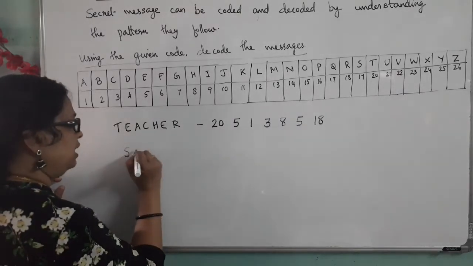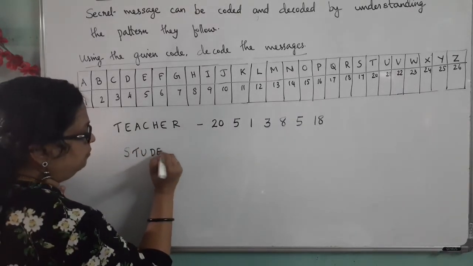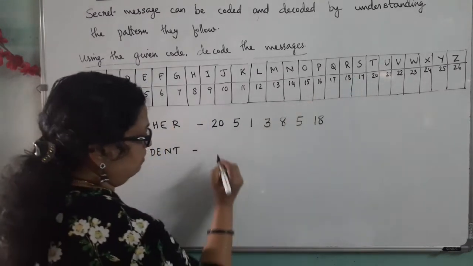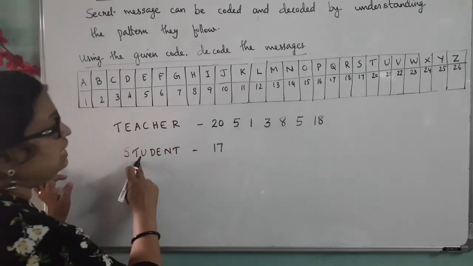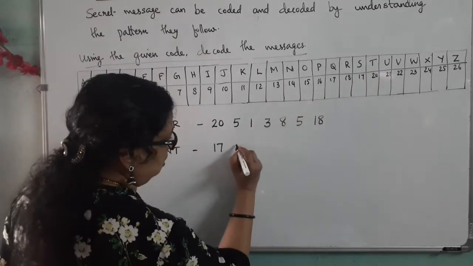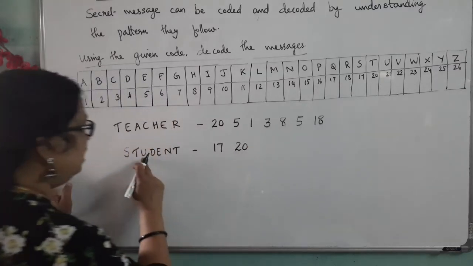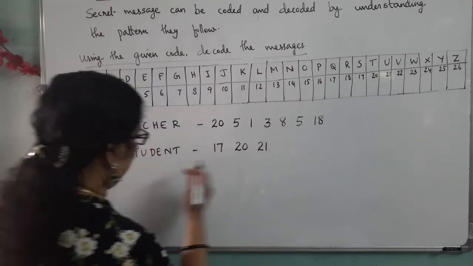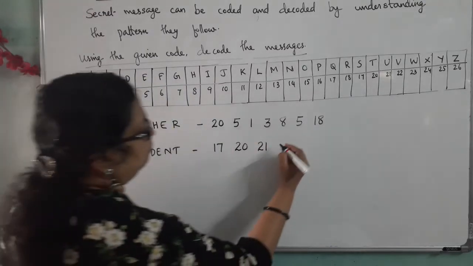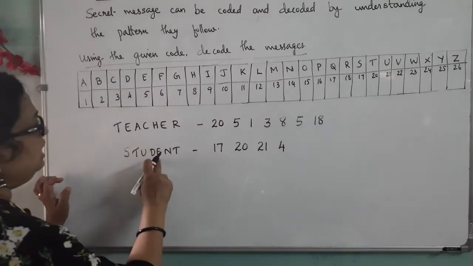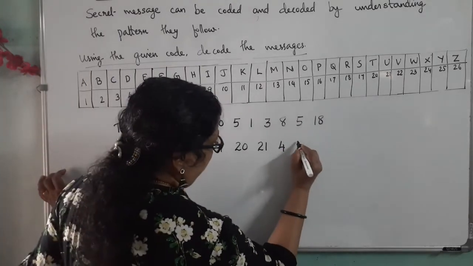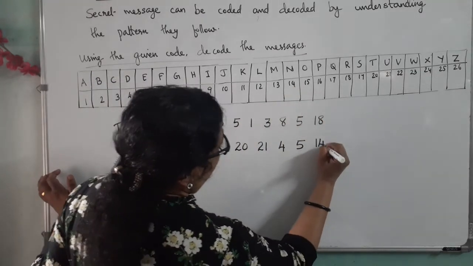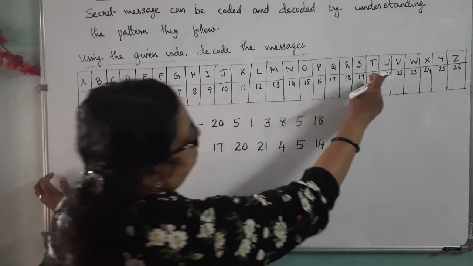Next one, student. In this way, first S is 17, so we write 17. Then T, we know 20, so leave some space and then 20. Then U is 21. Then D is 4. Then E is 5. Then N is 14. Then T is 20.